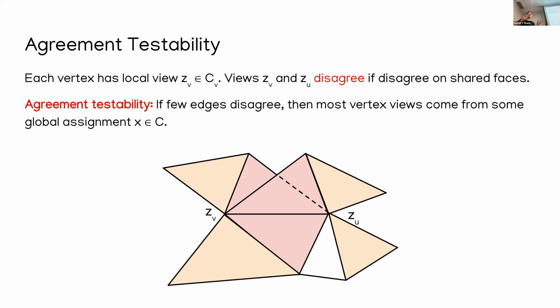Okay, and the agreement testability definition is that if only a few edges disagree, then actually most of these vertex views have to come from some global assignment. That's what we want to show. And if you can show this sort of agreement test, then this will imply that our original test, where you select a vertex, look at the faces and check if it's in your vertex code, will also be robust. So this is a stronger testing guarantee or property.